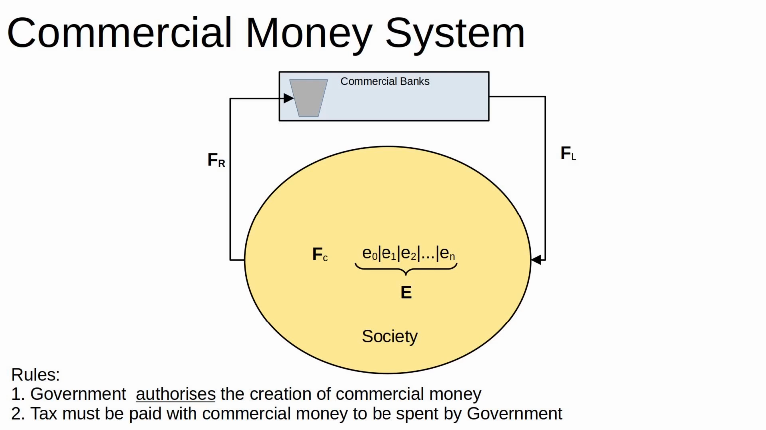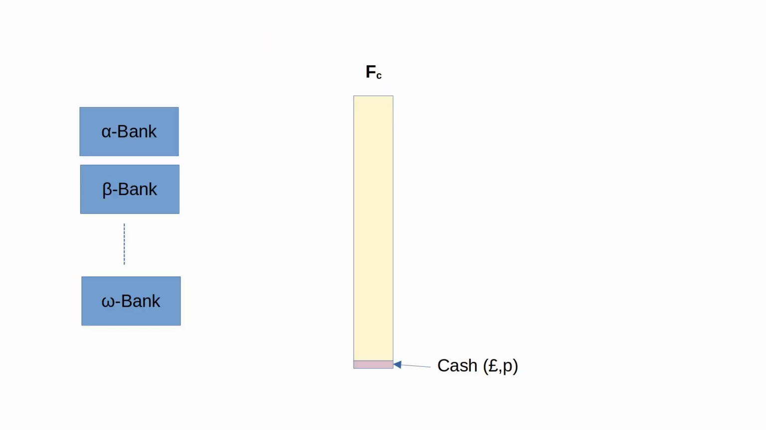Almost all the money in the economy comes from the commercial banks and only gets destroyed when the loan is repaid. Let's take a quick look at how things work in this commercial money system.